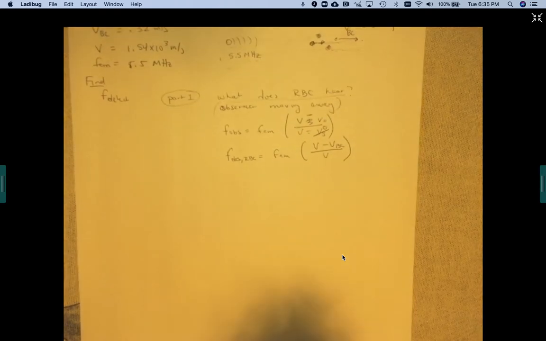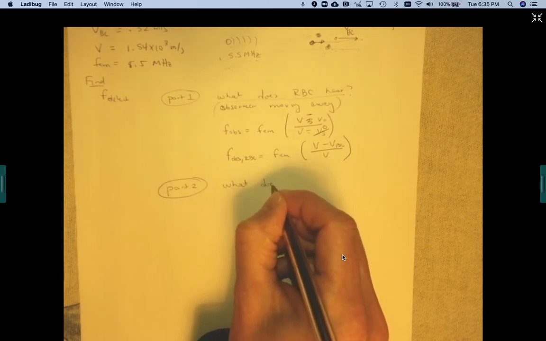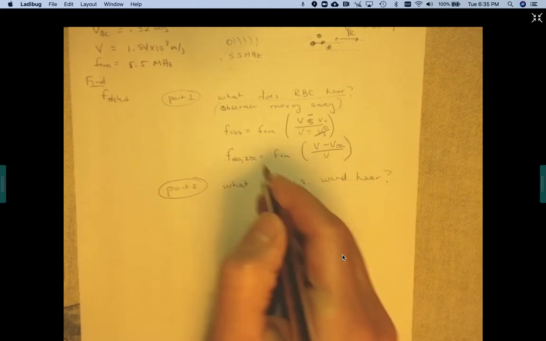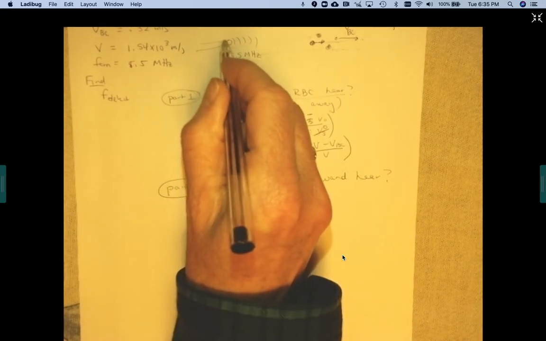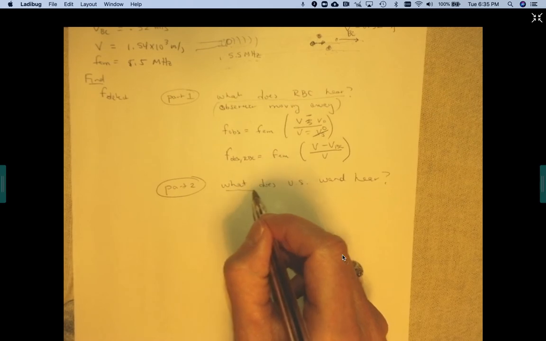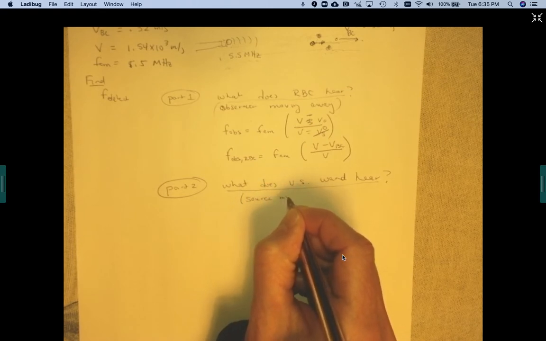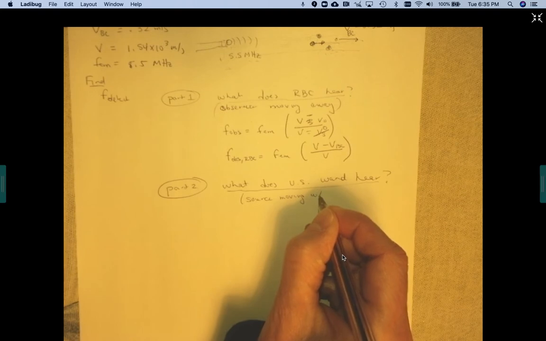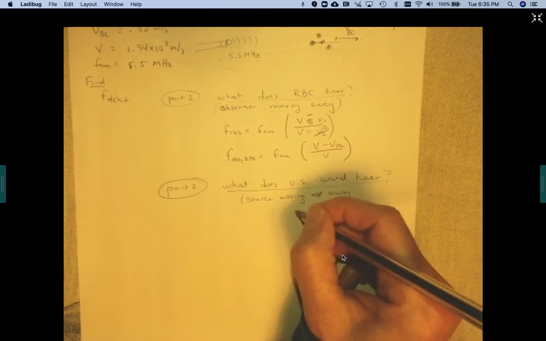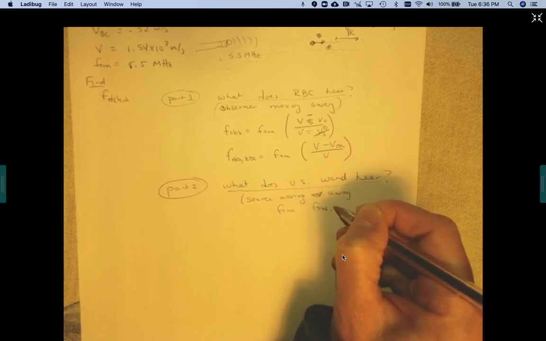Okay, and then part 2: what does the ultrasound hear? So this is connected to some wand here, so it's emitting, but then also going to listen for the echo. In this case, it sounds like a source moving away. Sorry, this is like the sixth one, I can't think anymore. Here the emitted frequency is going to be what we just calculated, what's observed by the red blood cell.